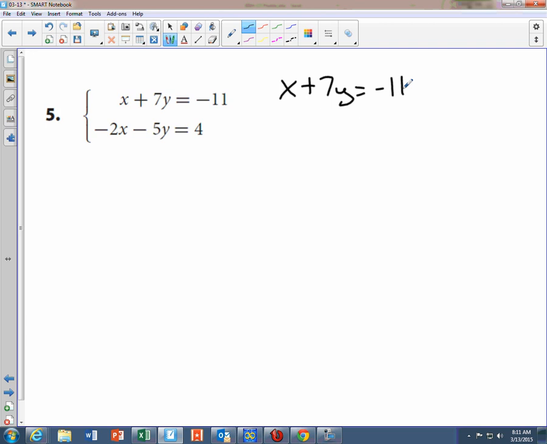Anthony, how would I isolate the variable here? Subtract what? Subtract 7y from both sides. Excellent. Sonia, what does that leave me with? X equals.